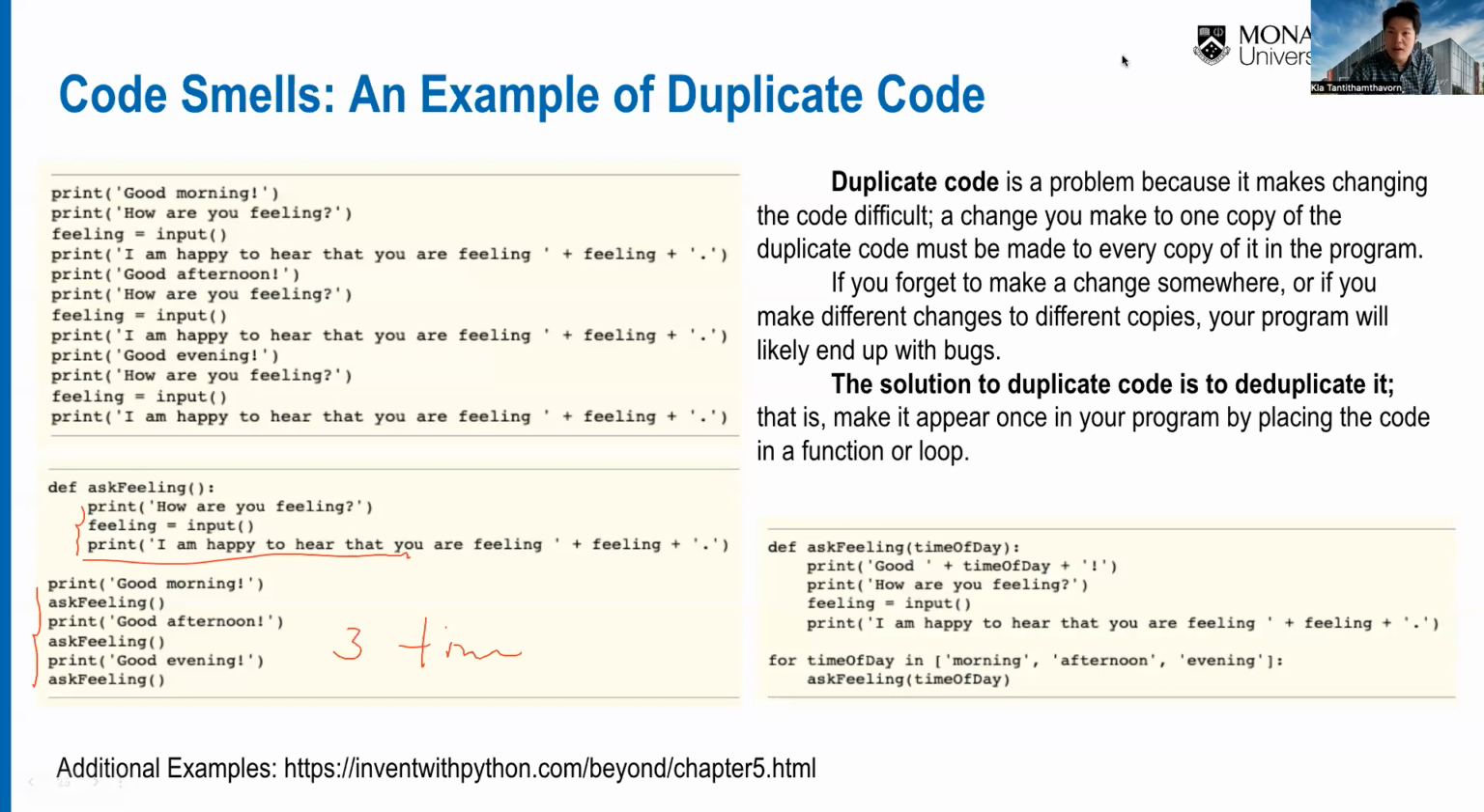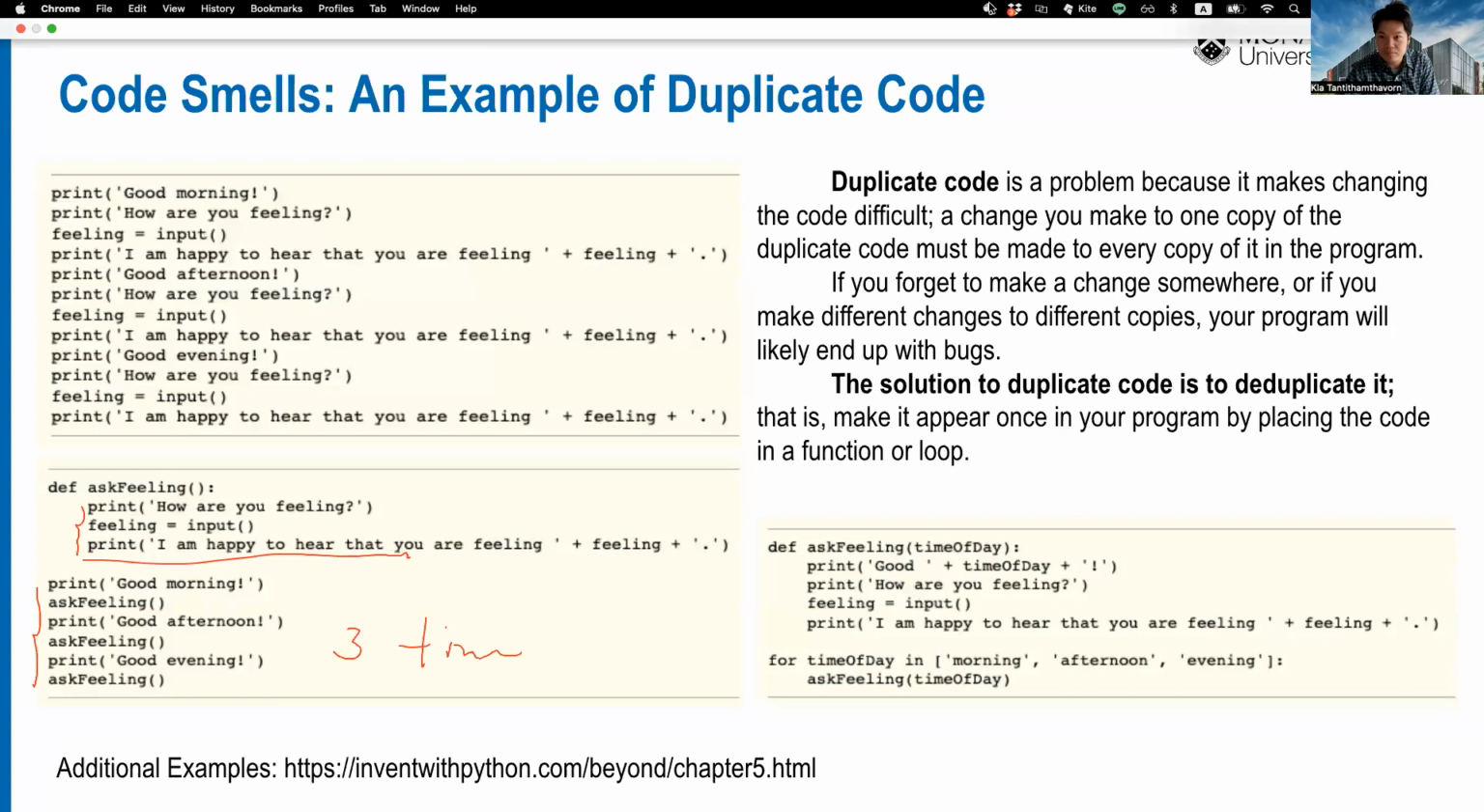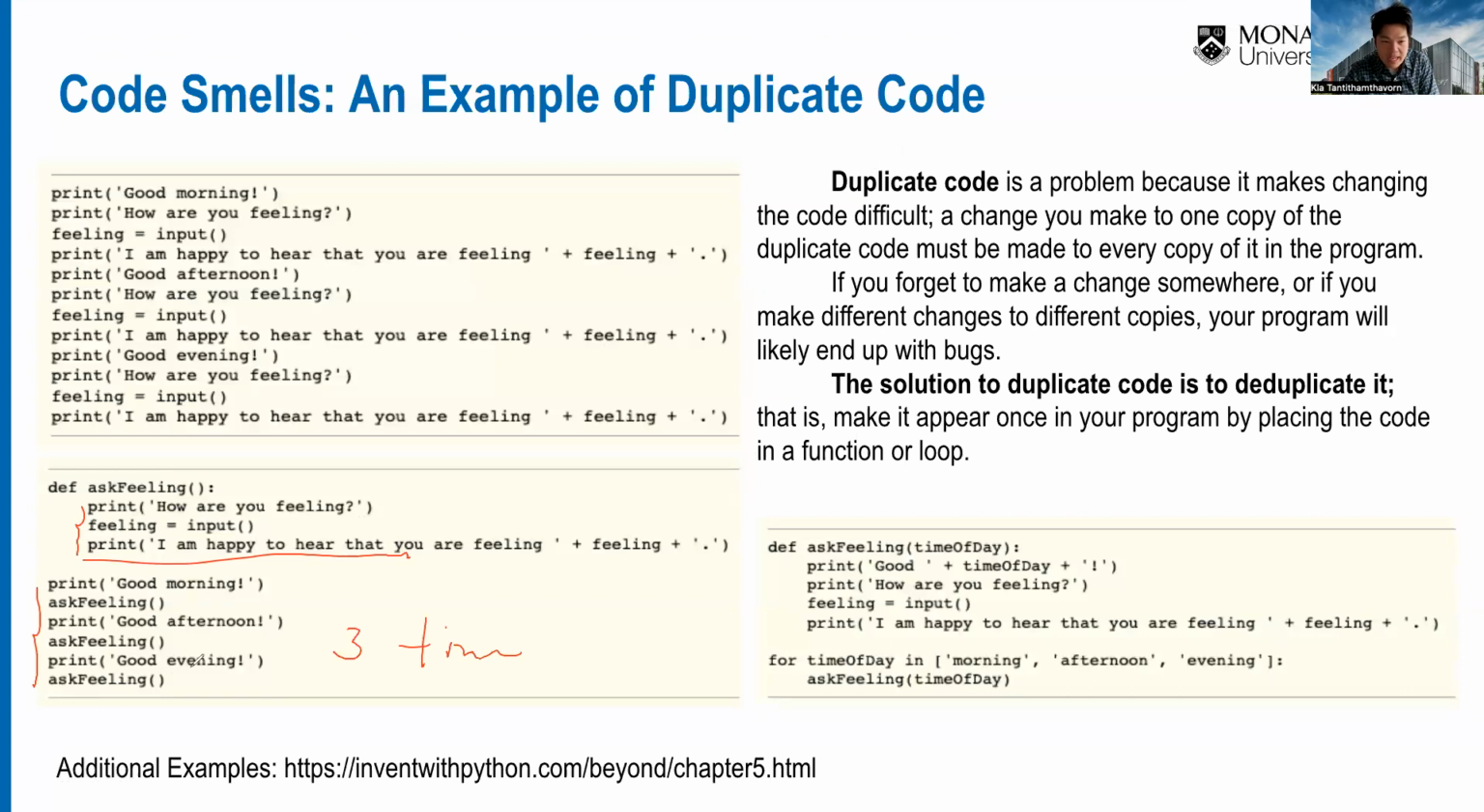If you have duplicated code like this, ask feeling, and let's say you change the method name, what will happen? Oh, you have to change it four times, right? The method declaration here and the method call three times here. You need to change four times if you want to change the method name. So it's not good coding practice at all. That's why writing it this way is the best, right?